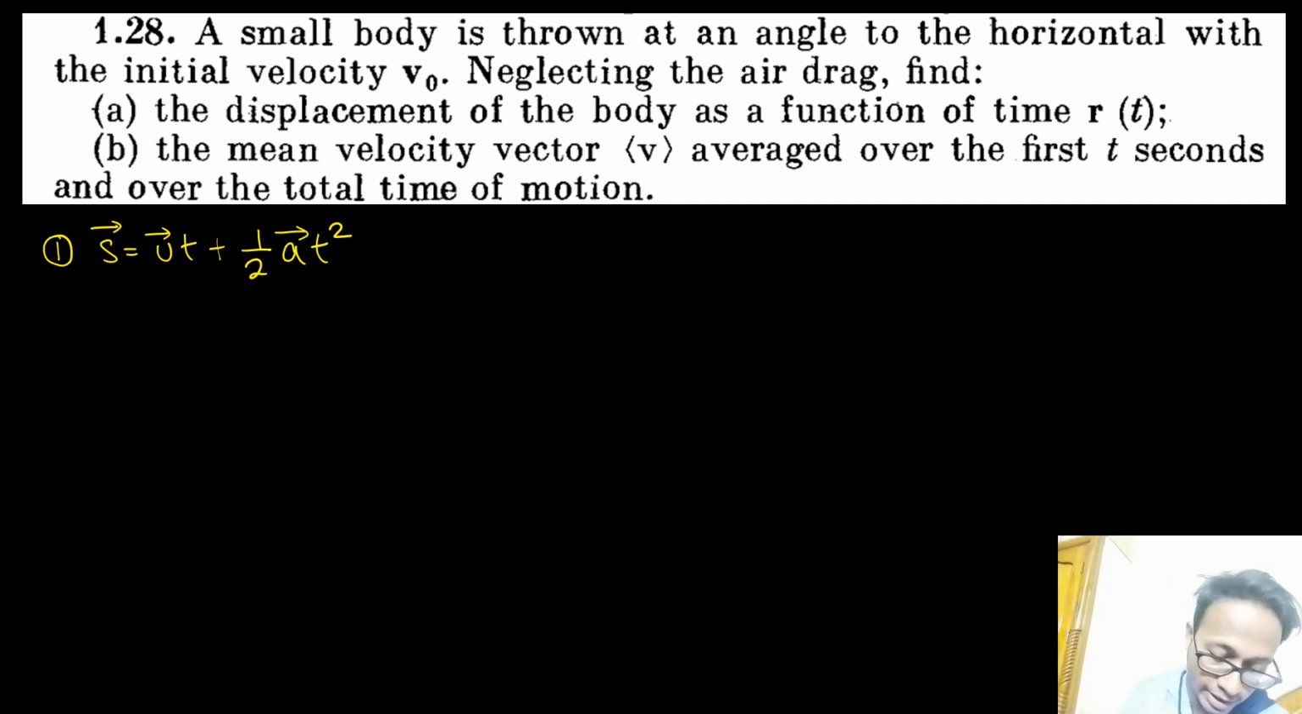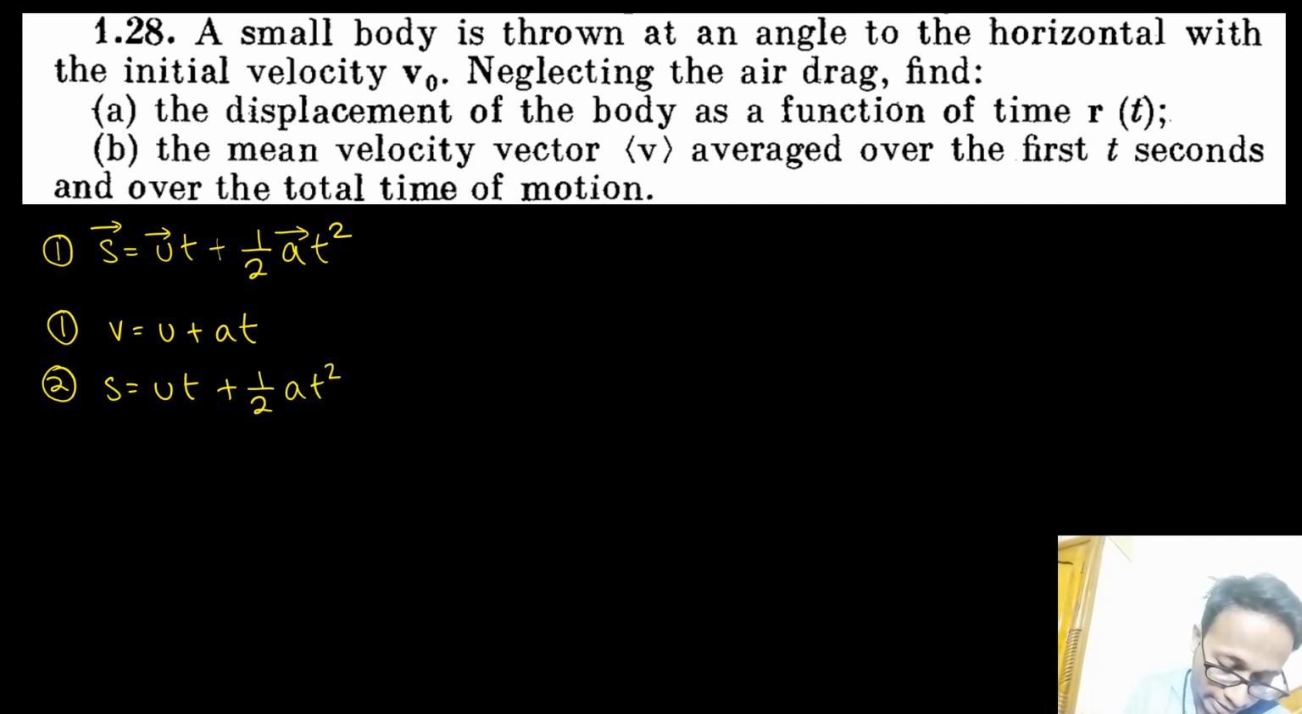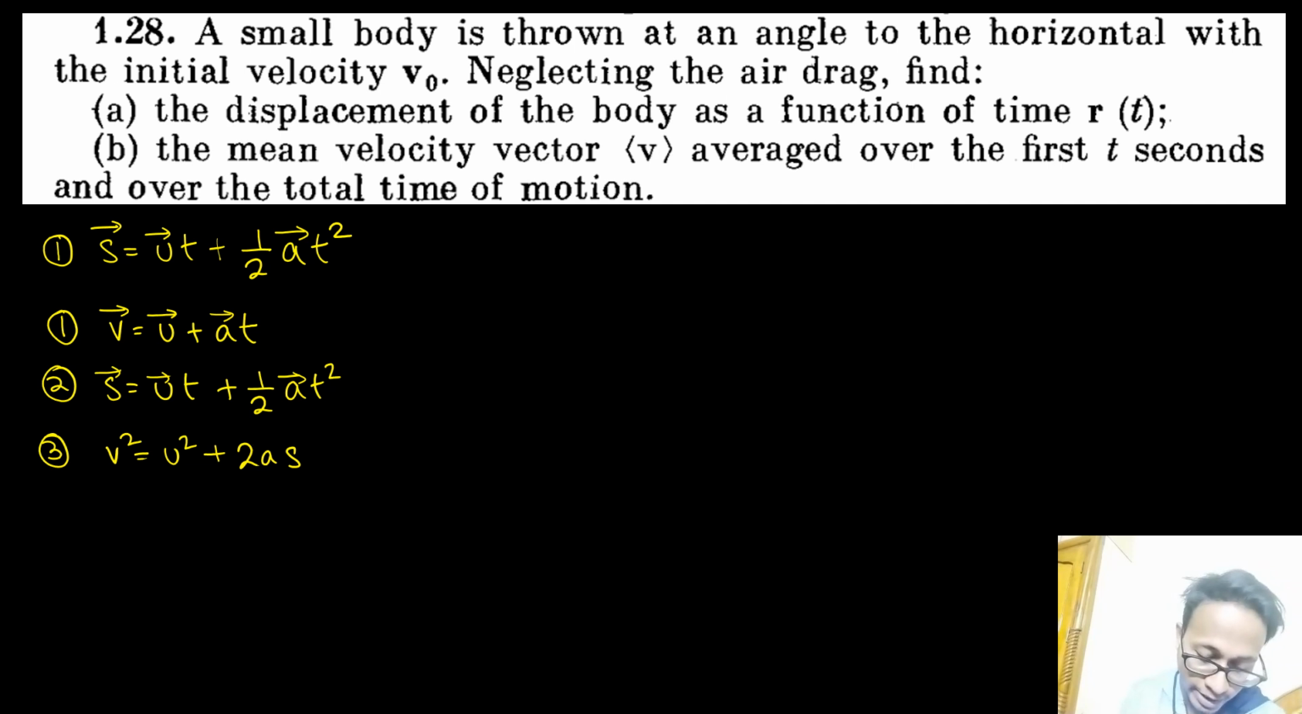You all know these three relations of kinematics. The first relation is v is equals to u plus at. The second relation is s is equals to ut plus half at square, and the third relation is v square is equals to u square plus 2as. These first two are vector quantities, and the third equation is scalar. The dot product of two vector quantities out here is a scalar quantity.